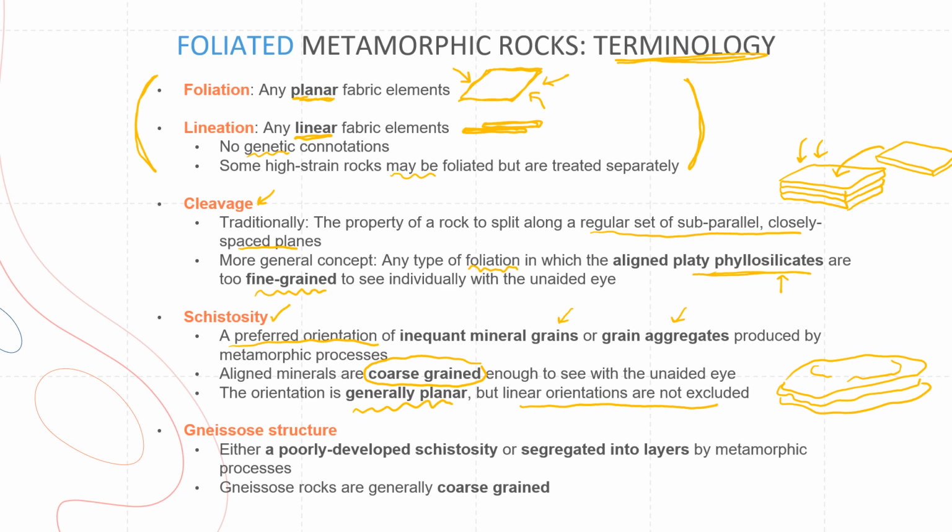Next on the list, we have the gneissic structure. This refers to either a poorly developed schistosity or segregation into layers by metamorphic processes. Gneiss rocks are generally coarse-grained as well, and we'll have a look at what this means in the next few slides.